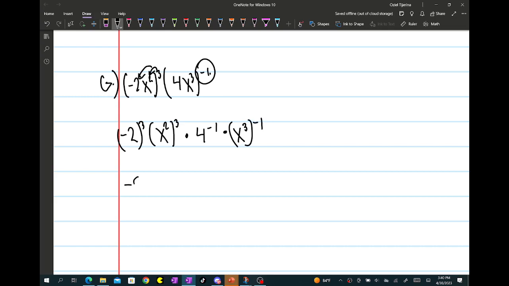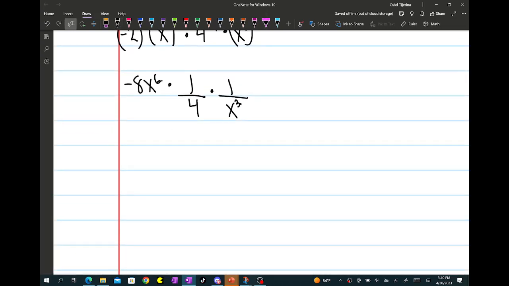This is going to be negative 8 x to the 2 times 3, x to the 6 because of the power property, and then times 1 over 4 because we have a negative exponent. So it's 1 over 4 to the first, which is 1 over 4, and then times 1 over x cubed. Then this becomes negative 8x to the 6 over 4x cubed. Negative 8 over 4 is negative 2. x to the 6 over x cubed is really x cubed. So this simplifies to negative 2x cubed.